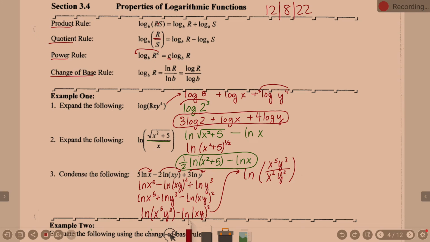Clean it up. Guys, we're condensing. Our job is to clean this up as much as we can. So this is going to be natural log of x to the 5th divided by x to the 2nd is going to be x to the 3rd when you subtract exponents. Y to the 3rd divided by y to the 2nd is going to be y to the 1st. Yes, you should be in the habit of having parentheses around whatever's in your log if it's more than 1 of anything. Okay? Now, could you have done that in a different order and still gotten the same answer? Yes. Definitely. Not against that at all.